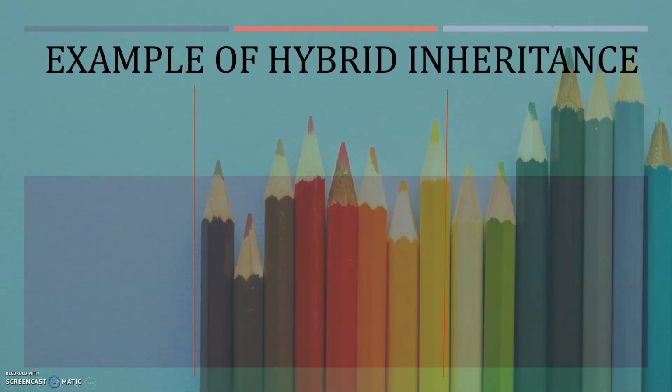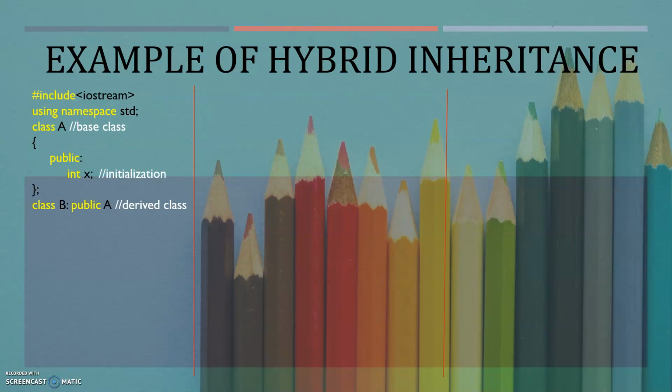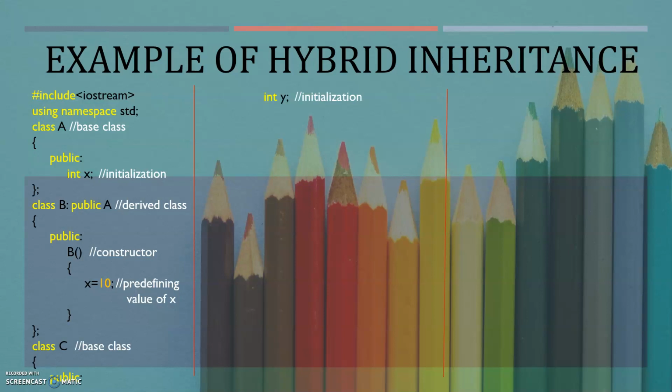Example of hybrid inheritance. First, we define the header file for C++. Then we define class A, which is the base class. In this class, we have initialized the variable x. Then we have defined a class B, which is derived from class A. In this class, we have predefined the value of x using a constructor. Then we have defined a class C, which is another base class, in which we have initialized the variable y. In this class, we have also predefined the value of y using the constructor.